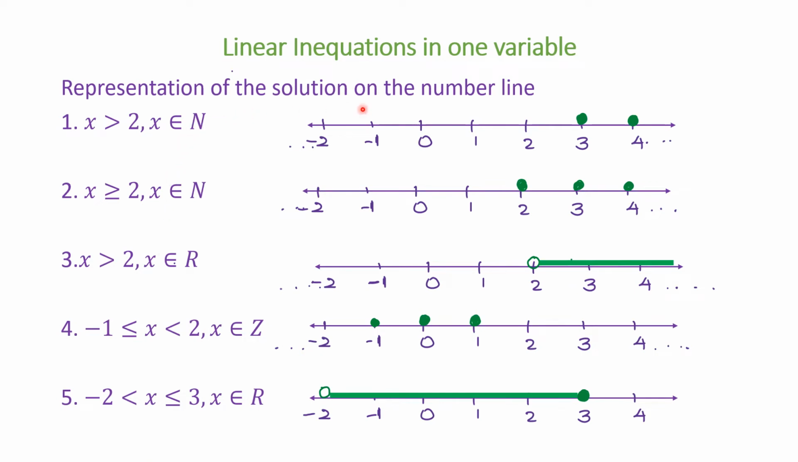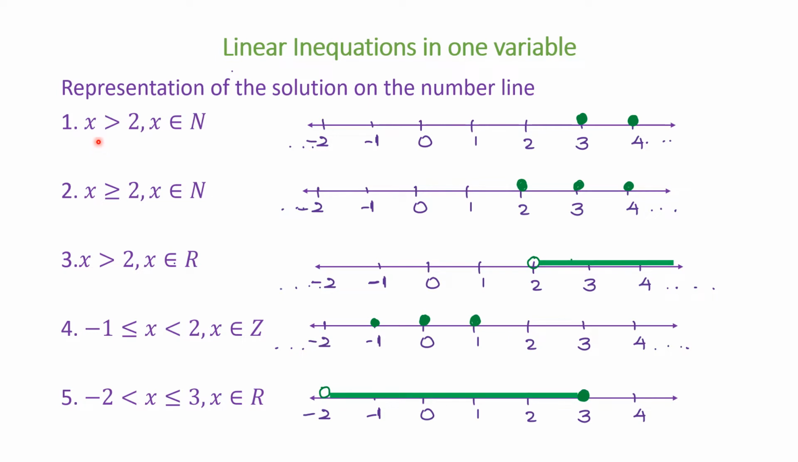Representation of the solution on the number line. After you have solved the given inequation algebraically, depending upon the domain of the variable, or the replacement set of the variable, our solution is going to change. So I am giving you 5 examples over here in order to make you understand how the replacement set N or R or W or Z makes a difference to the solution.